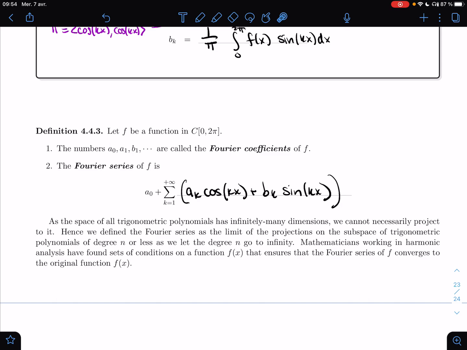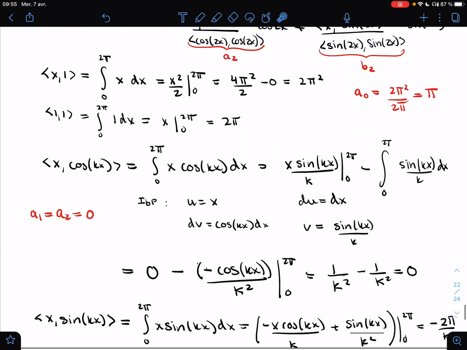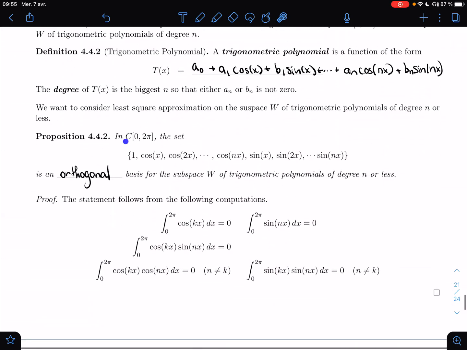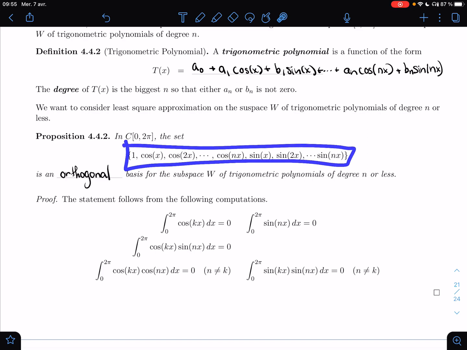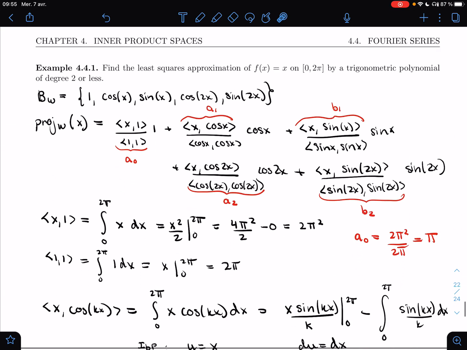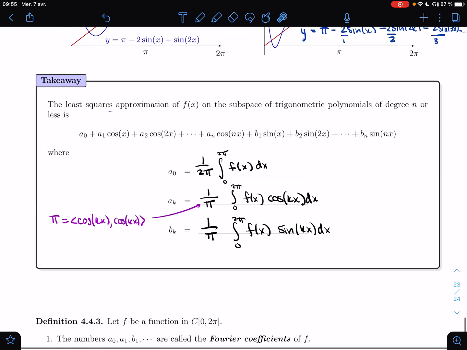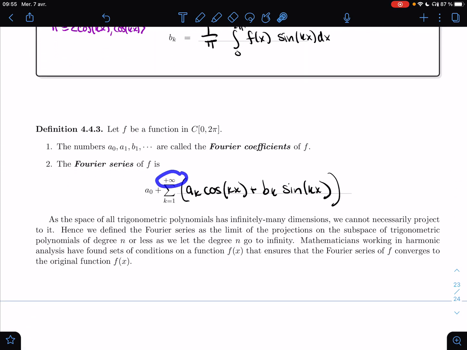All right, so just a few things. The space of all trigonometric polynomials has infinitely many dimensions, so you cannot project directly on it. So what we do is we project on Fourier series as the limit of the projection on the subspace of trigonometric polynomials of degree n or less. So we limit the degree, and then we have this nice finite orthogonal basis. We find the coefficients there, and then we say, well, let's take the limit, and that's why we get a series instead of a finite sum.